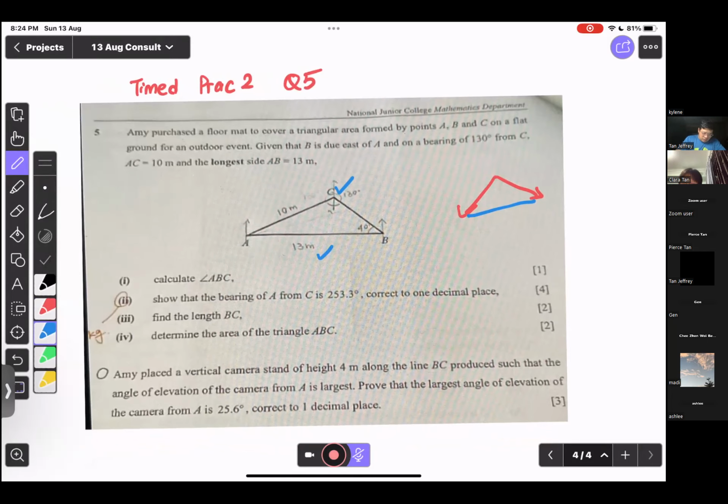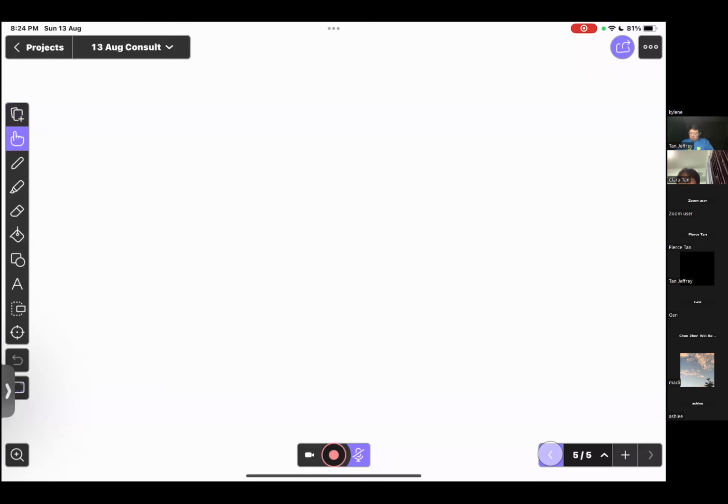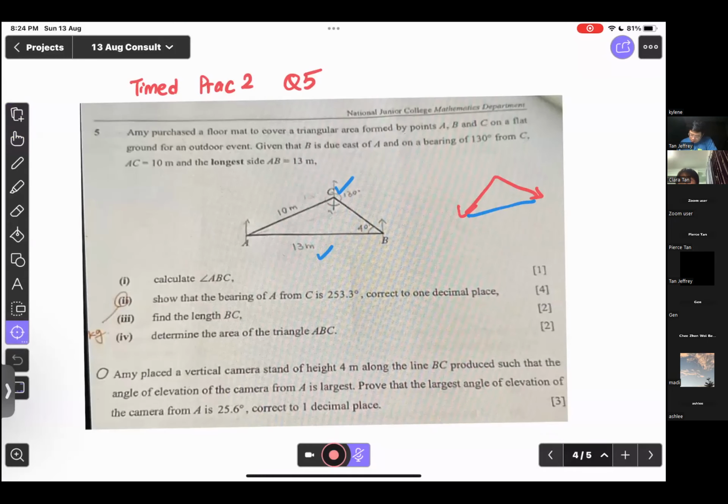Wait, there's another one, like the one about placing a vertical camera. This one. I place a vertical camera of height 4 along the line BC produced, such that the angle of elevation of the camera from A is the largest.